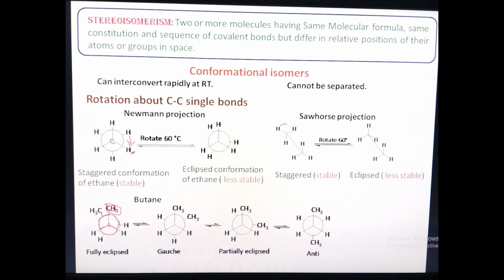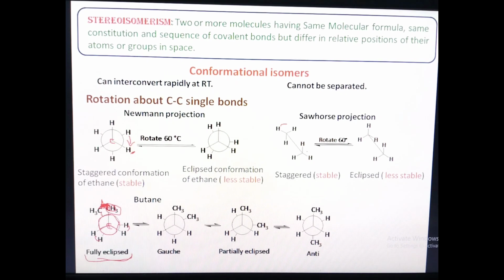Okay, when the CH3 is behind this CH3, and hydrogen is behind this hydrogen, and this hydrogen is behind this hydrogen, this is called the fully eclipsed conformation. It means there is more steric hindrance between this CH3 and CH3. Hence, this is called the fully eclipsed conformation. When you rotate this, you have to hold carbon number 2 and rotate carbon number 3 about 60 degrees.